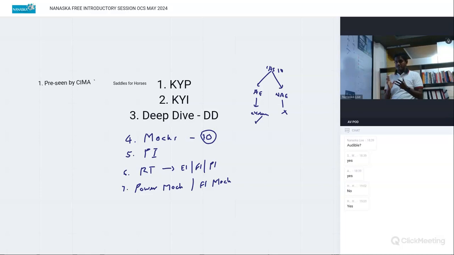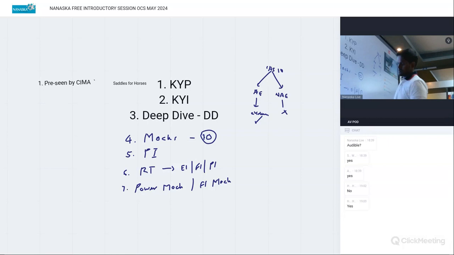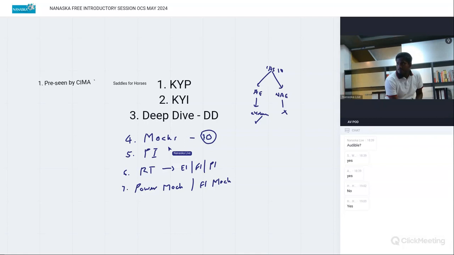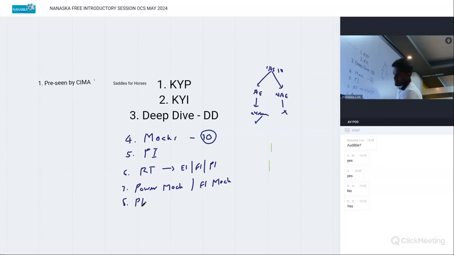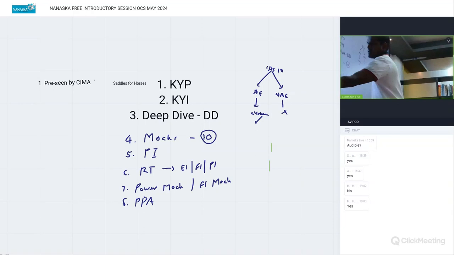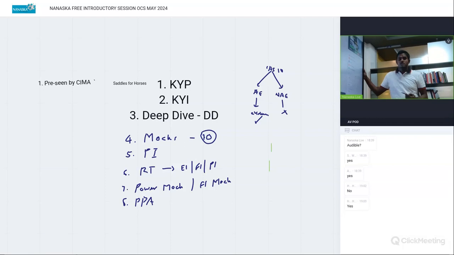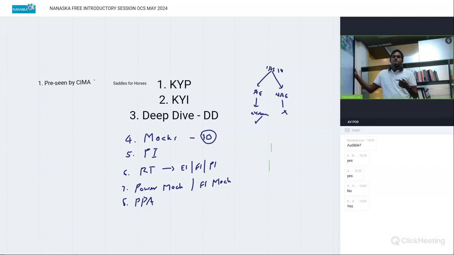Then we also go through a set of past paper analysis where we give you the relevant resources and see what would be the possible questions, what were the questions that have been thrown up by the examiner previously, and how we need to be ready with it, right?